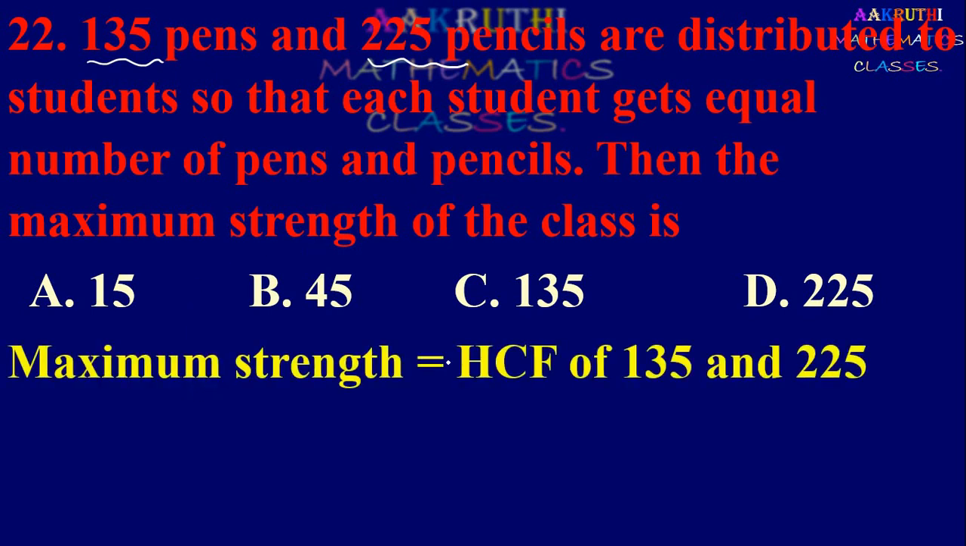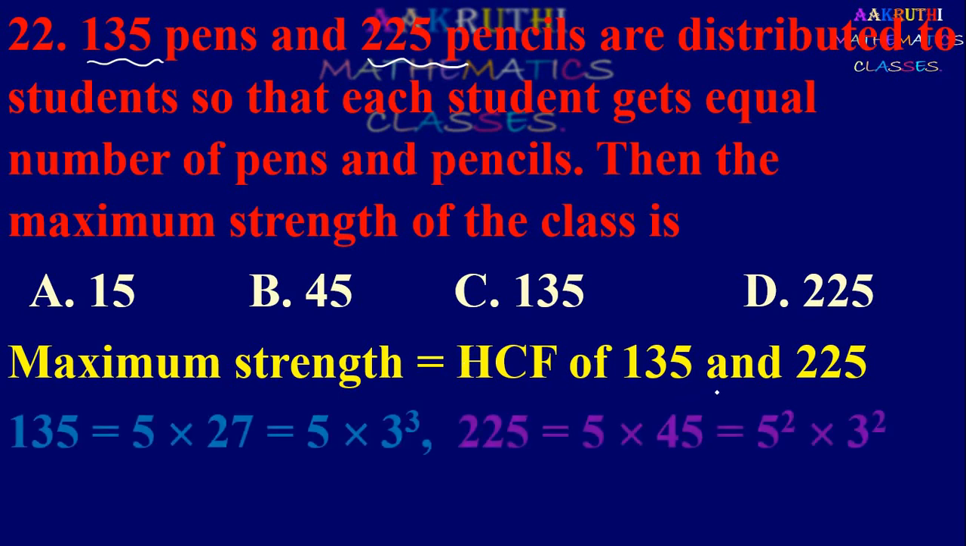So here the total strength of the class is the HCF of 135 and 225. So now we find the HCF of 135 and 225. So here 135 can be written as 5 into 27, which is 5 into 3 cube. And 225 can be written as 5 into 45. Again 45 can be written as 9 into 5. Therefore 225 can be written as 5 square into 3 square.